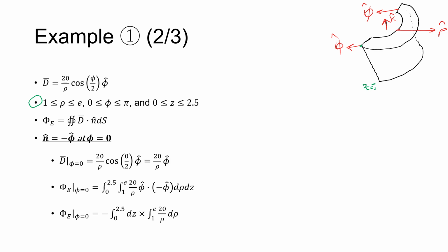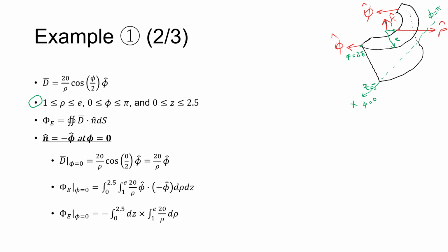This point here is z equal to 2.5. We have an inner radius here, which is 1, an outer radius of e, and phi is bounded from 0 to 180. So this means this is our x-axis, and if you go here, you'll find this minus z-axis, which is phi equal to 90. So here we have phi equal to 0. Sorry, phi equal to pi here.